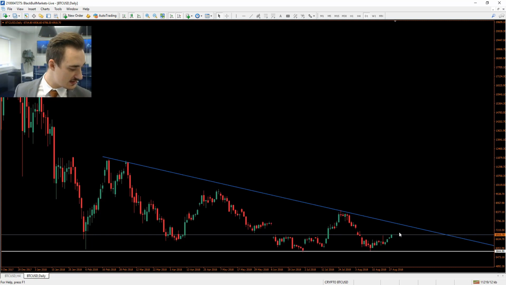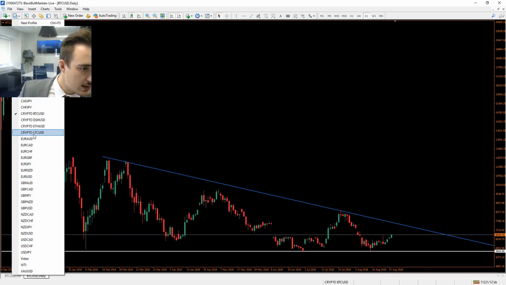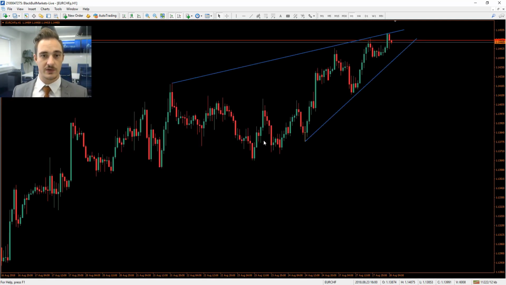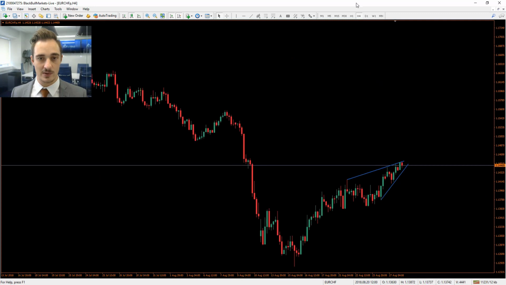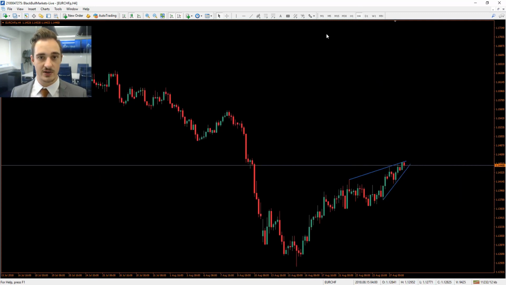The next one to look at is the Euro Swiss franc, right over here. So this is a 1 hour bar chart. We have got sort of a wedge forming to the upside, so we're looking for a potential move to the downside or even to the upside as well. At the moment, just because of the trend, we are looking at a possible move to the downside.